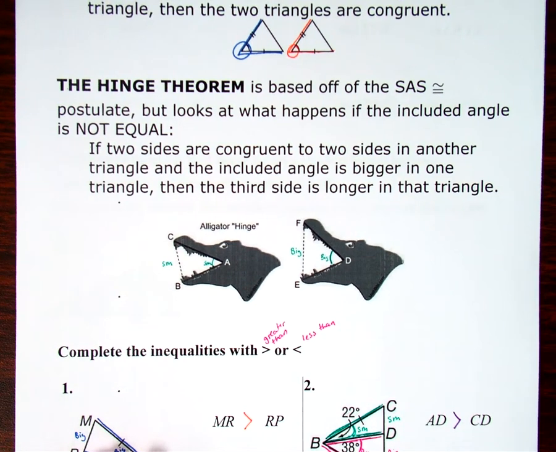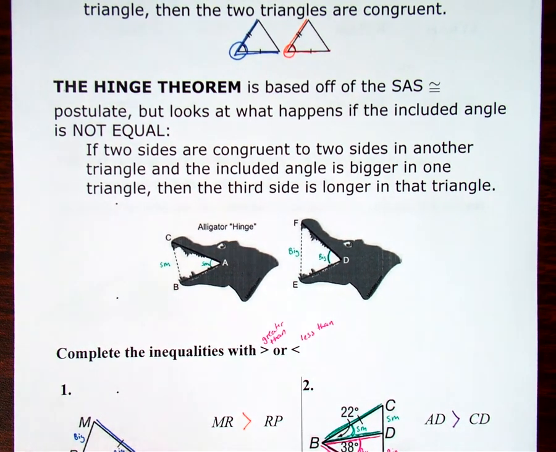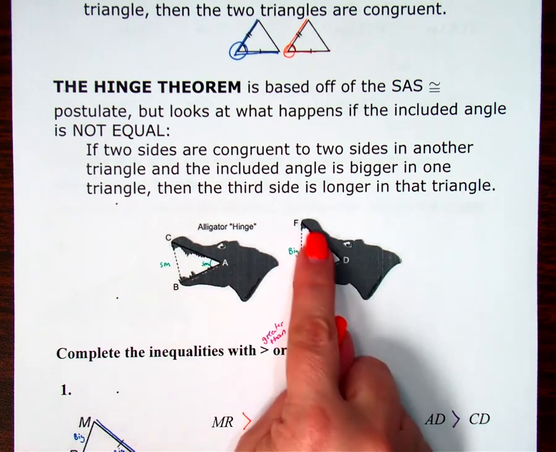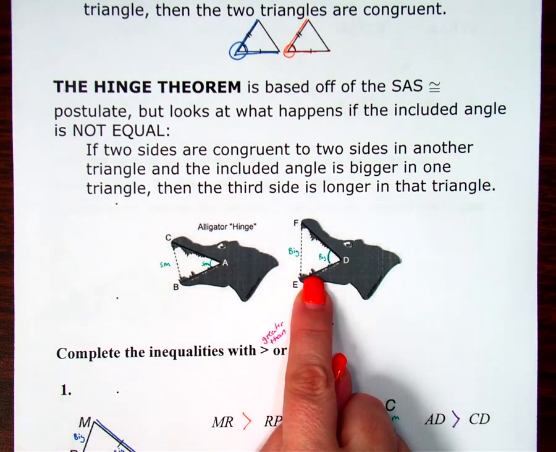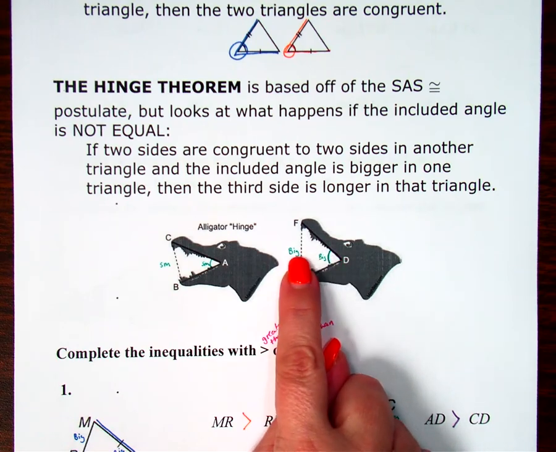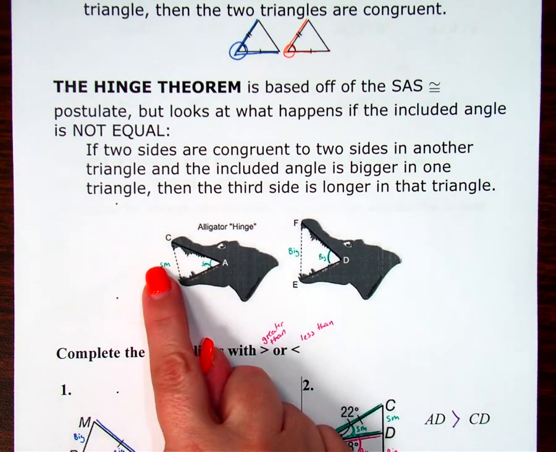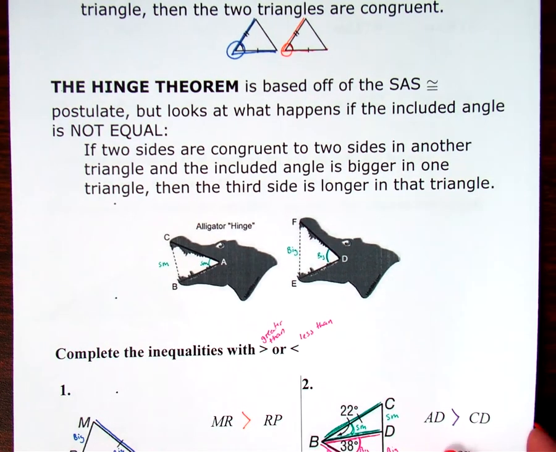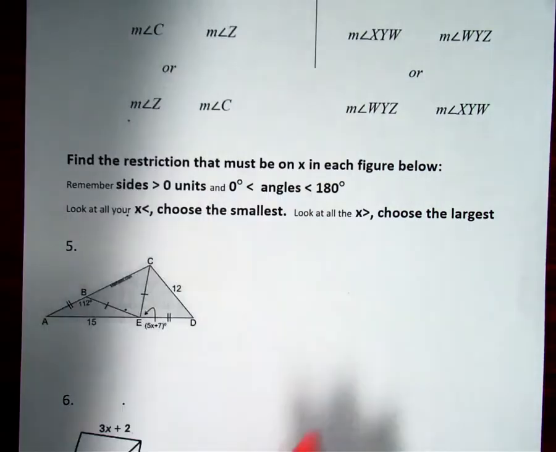Welcome back. So here we looked at in the last video the Hinge theorem that says if I have two sides that are congruent of two different triangles, I can look at the angle, and the bigger angle will be across from the bigger side. The smaller angle will be across from the smaller side. Let's look at what happens when we look at the converse of that.